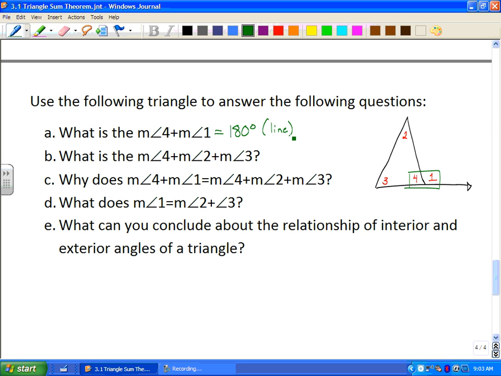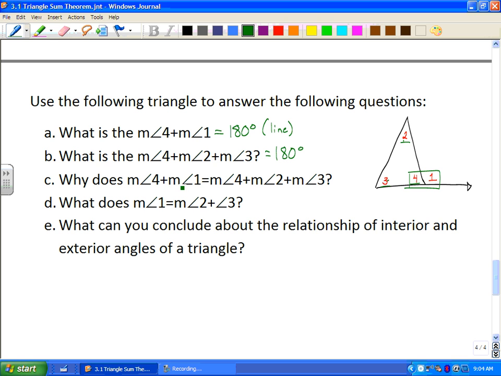All right. What is the measure of angle 4 plus angle 2 plus angle 3? 4, 2, and 3. Maybe we did. 180. It's a triangle, right? 2, 3, and 4 create the triangle. 180.